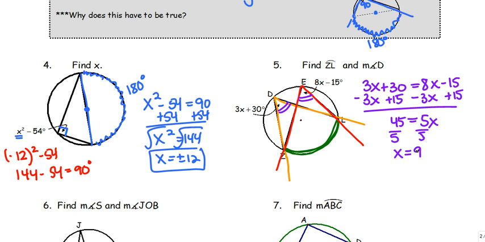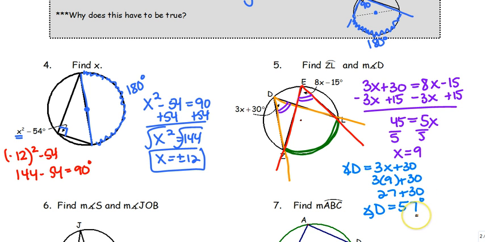Now remember, this is a good multiple choice question. The question was to solve for ZL and the measure of angle D, not to solve for x. So we can't just stop there. We have to go ahead and find our missing pieces. So we want to find the measure of arc ZL. I don't have an expression to plug x into for ZL, so I'm going to move on to angle D. Angle D is being represented by 3x plus 30, so I plug my x in of 9. We've got 27 plus 30, and we find that the measure of angle D is going to be 57 degrees.